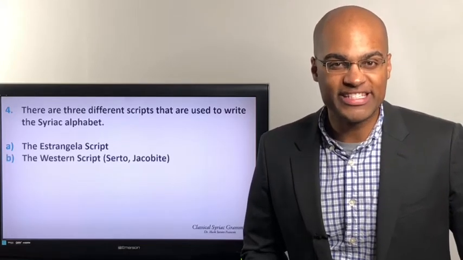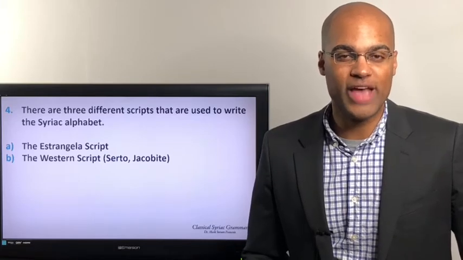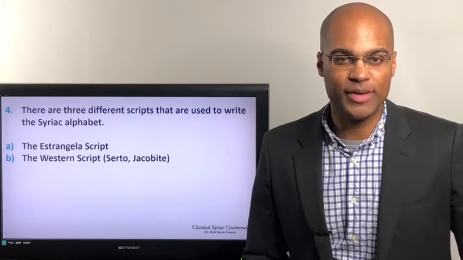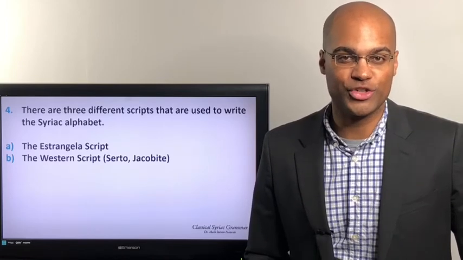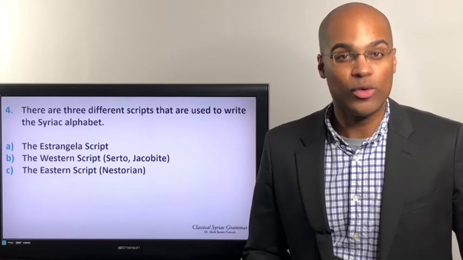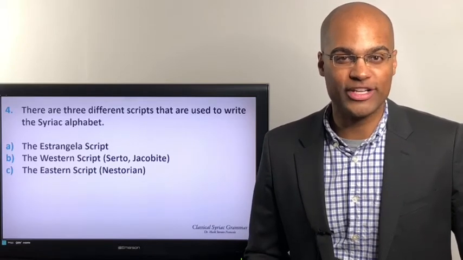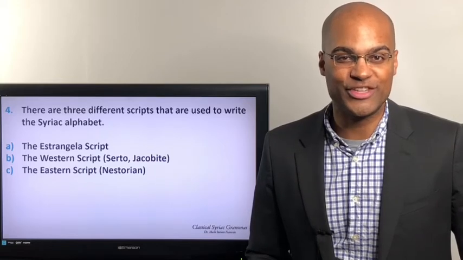The name of the second script is known as the Western script, which is also referred to as the Serto or Jacobite script, and this is the script that's primarily used in the Syrian Orthodox Church. And the name of the third script is the Eastern script, which is sometimes referred to as the Nestorian script, although that's definitely not the preferred term to be using for the Eastern script.